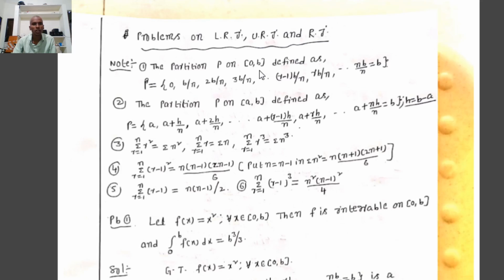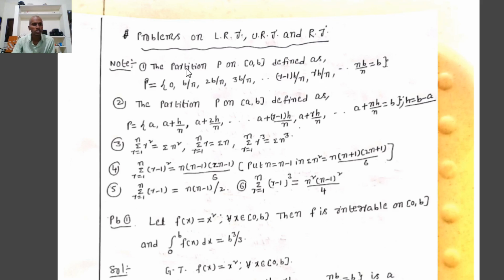the standard partition P on the closed interval [0, b] is defined as P equal to the set {0, b/n, 2b/n, 3b/n, up to (r-1)b/n, rb/n, up to nb/n} equal to b.